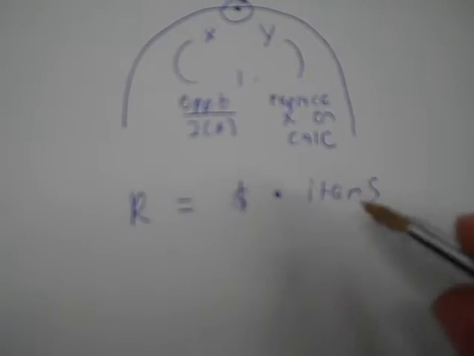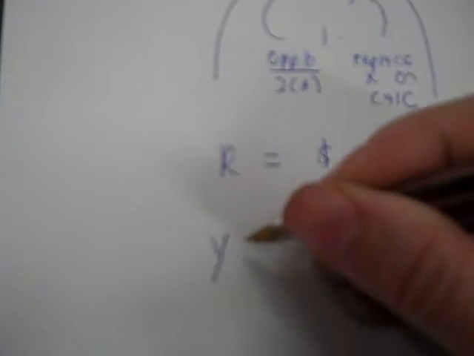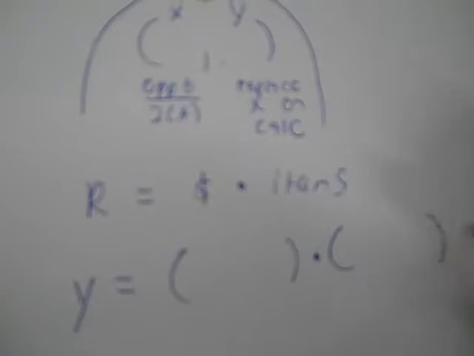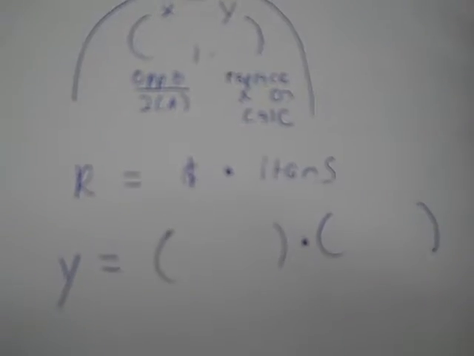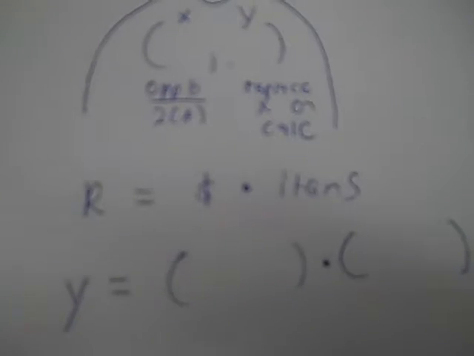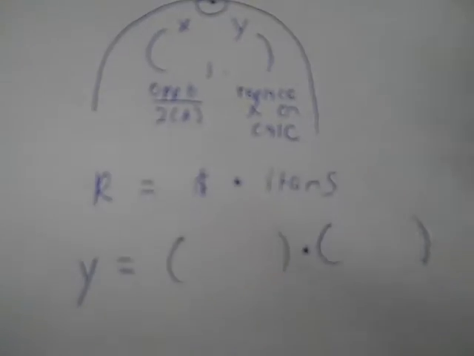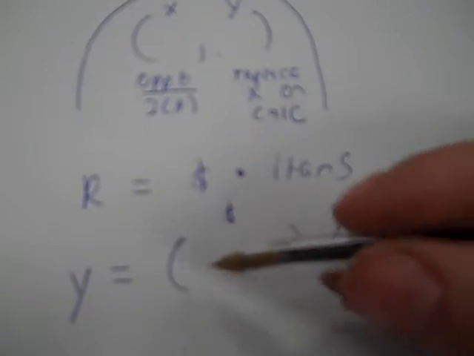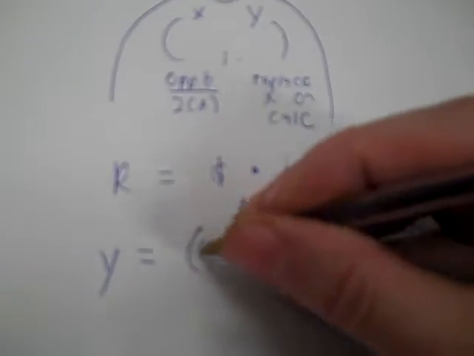Now let's make this into an algebra equation. So revenue, let's replace R with Y. And then what you need is a parentheses for the money and a parentheses for the number of items. Just like that. So this parentheses is all about money. If it doesn't have a money label, it does not belong in that parentheses. So what's the first money label? $1. So put $1.